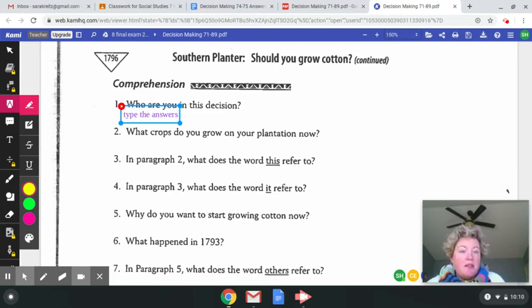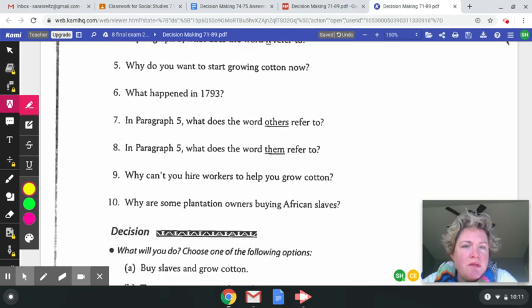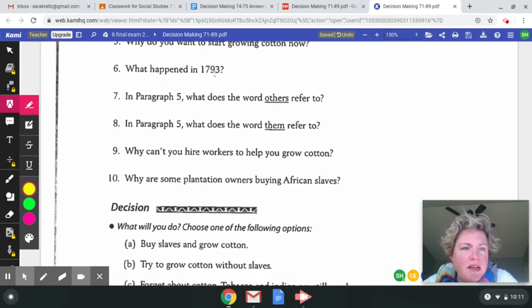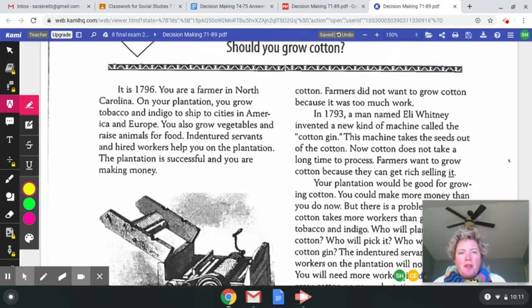Who are you in this decision? That is always in the title. What crops do you grow? So apparently you don't grow cotton now. You grow other crops. Something happened in 1793, apparently, so I'm going to be on the lookout for that. Why can't you hire workers? So that makes me think about slavery in the South to help you grow the cotton. And then why are some plantation owners buying African slaves? Interesting thoughts. All right. So I'm just going to start reading.